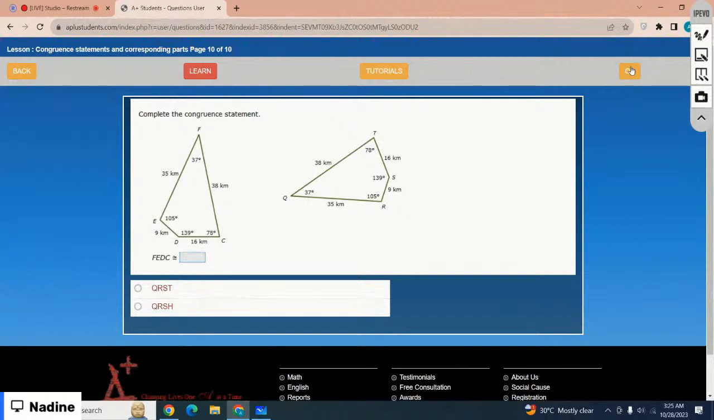Complete the congruence statement FEDC. FEDC, so that would be QRST. Option number 1 is the correct option.